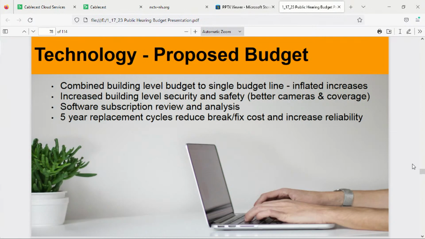So yeah, district technology. We had combined a lot of those budget lines that we saw earlier to a district level, so that's why a lot of the budget lines for technology look inflated. Some of the things we're looking at doing is increased security and safety by having better cameras and better coverage. We are looking at our software subscriptions a little bit differently, and we're able to analyze some of the usage so we know if we're going to be renewing and if we're getting the proper usage out of them.